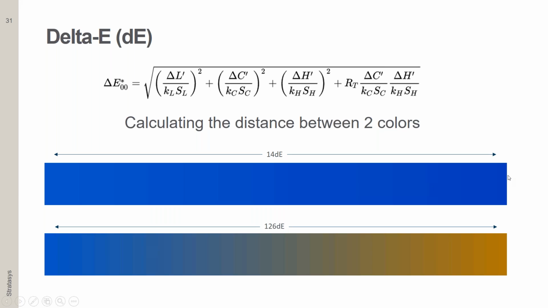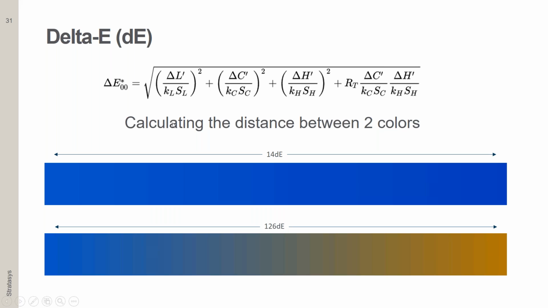When we look at the top bar here, from the left to the right is 14 delta E. For those of you who have not experienced a lot with colors, it might look just like a blue bar. People who have learned a little bit to see colors will see differences, but it's very hard to see from left to right. And this is already 14 delta E. The second one shows you the difference of 126 delta E, which is a huge, huge range, and you will see a difference.